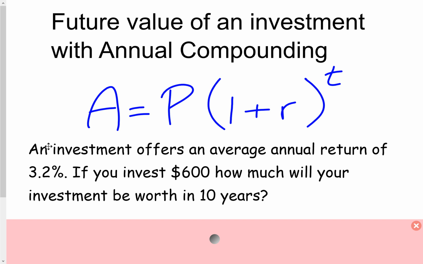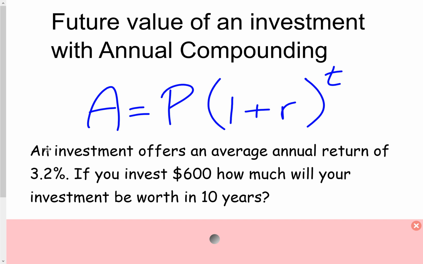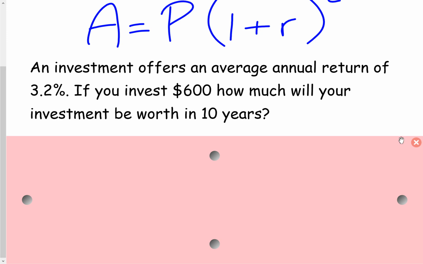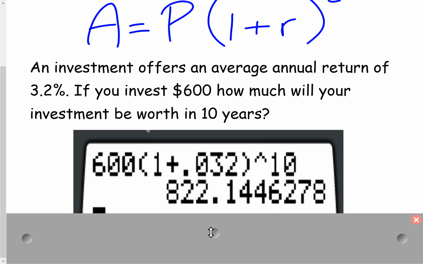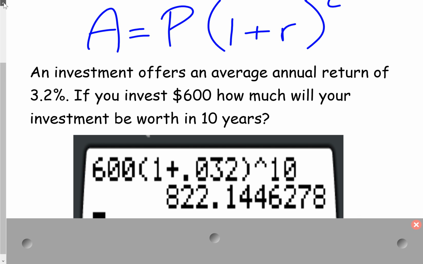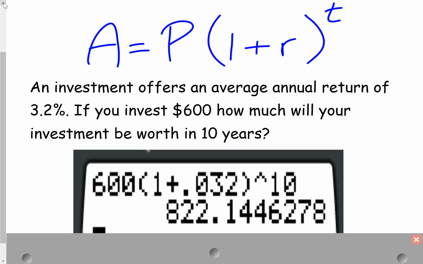So here's an example problem. An investment offers an average annual return of 3.2%. If you invest $600, how much will your investment be worth in 10 years? Well, we plug what we know into that equation, into our calculator. So 600 is P, times 1 plus our interest rate as a decimal, 3.2% as a decimal, 0.032, all in parentheses, raised to the t power, and t is years. So we're doing it for 10 years. Plug that into our calculator and hit enter, and we get $822 and about 14 cents.